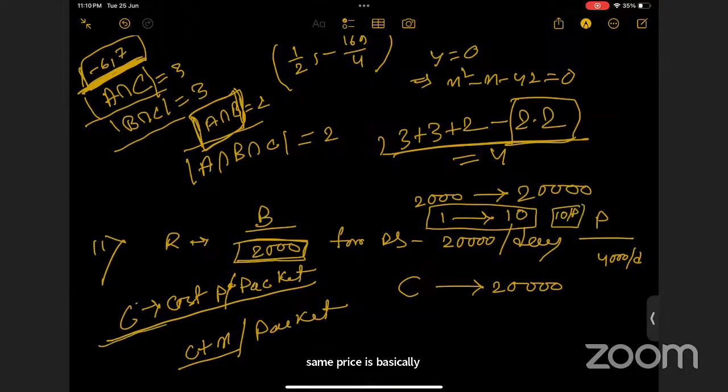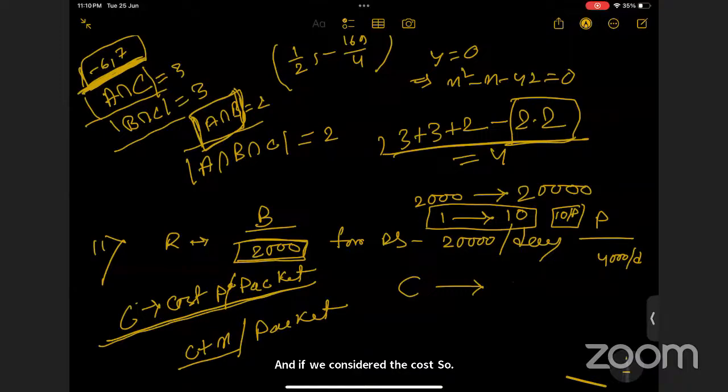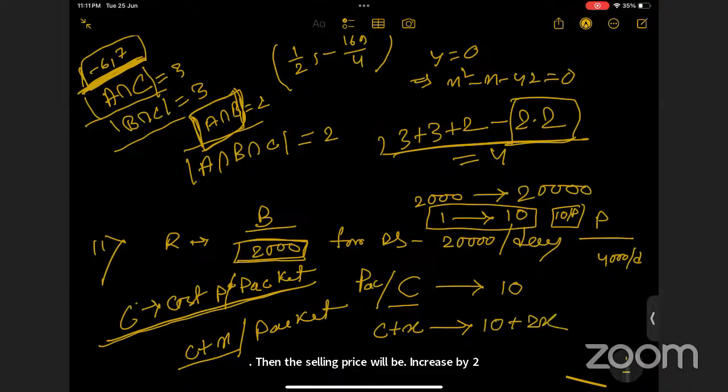And if we consider the cost as C, then per packet, the cost is C and the selling price is 10. If we increase the cost by X, then the selling price will be increased by 2x per packet. That means 10 plus 2x, right? Yes, ma'am. However, when the price increases happen, he loses this.